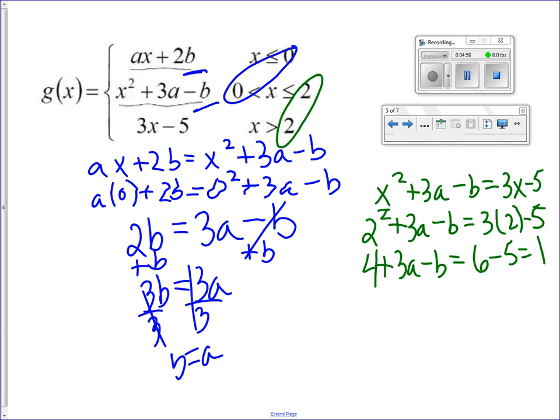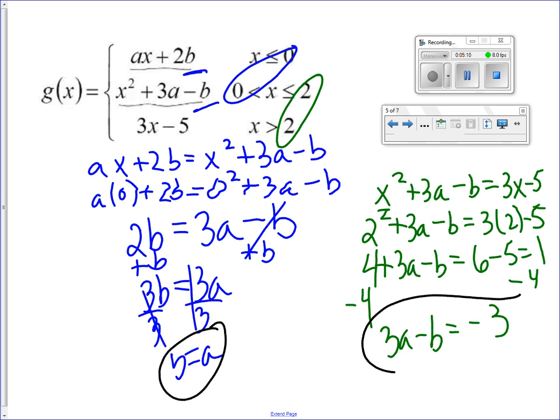So I have 4 plus 3a minus b equals 1, and I'm going to subtract 4. So 3a minus b equals negative 3. So now I have two equations, which is how many equations I need to solve for two variables. So I have a system here.